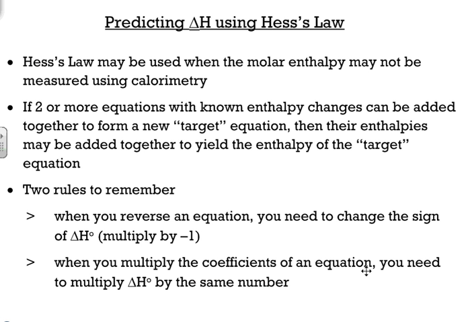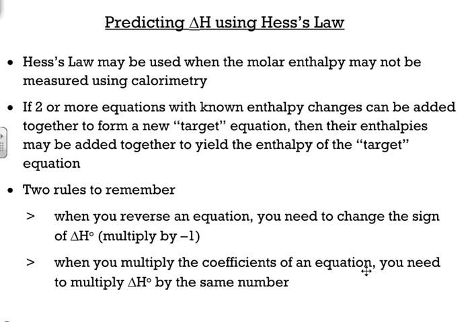So, predicting delta H using Hess's law. Hess's law may be used when the molar enthalpy may not be determined or measured using calorimetry. So sometimes either the reaction is too complicated, it releases too much energy, or for whatever reason we can't actually do a reaction in one step in a calorimeter. But if you can do the intermediate steps or go through 2 or more equations, then what we can do is calculate the enthalpy of those and make our new target equation.